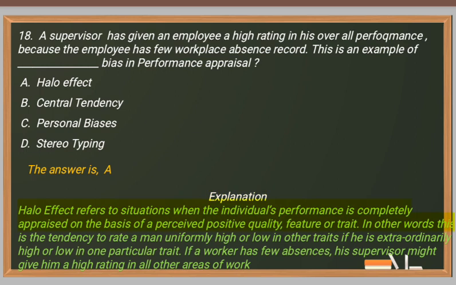Halo effect refers to situations when the individual's performance is completely appraised on the basis of a perceived positive quality, feature or trait. In other words, this is the tendency to rate a man uniformly high or low in other traits if he is extraordinarily high or low in one particular trait. If a worker has few absences, his supervisor might give him a high rating in all other areas of work.